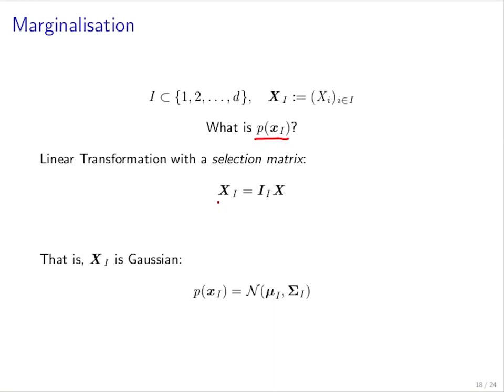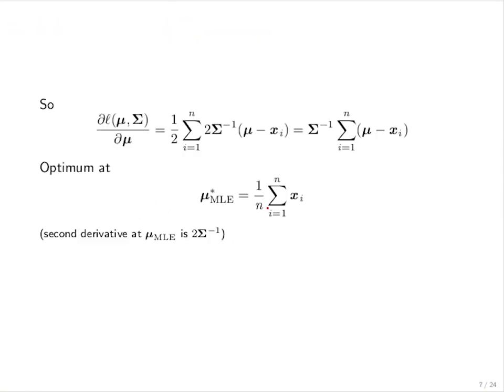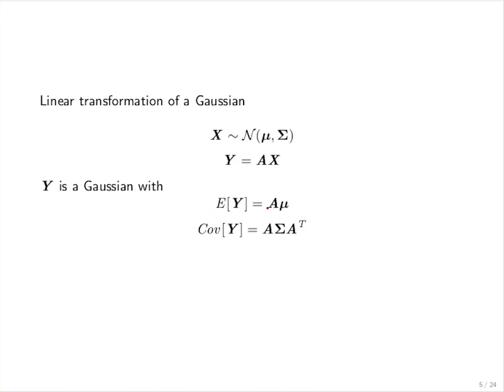here. So the new random variable x_I, with I representing the selected indices, is actually a selection matrix times the original random variable x. And now we know that this has to be a Gaussian, because, let's go back in our slide set, here we are. This is exactly the case that's written down here. You have a linear transformation of a random variable x that is a Gaussian. The new one is a Gaussian again, and it has this mean and this covariance matrix.